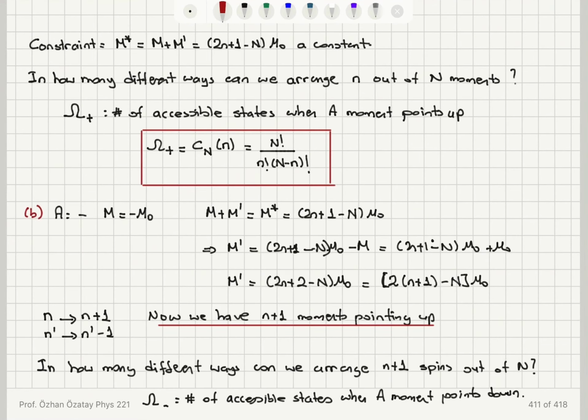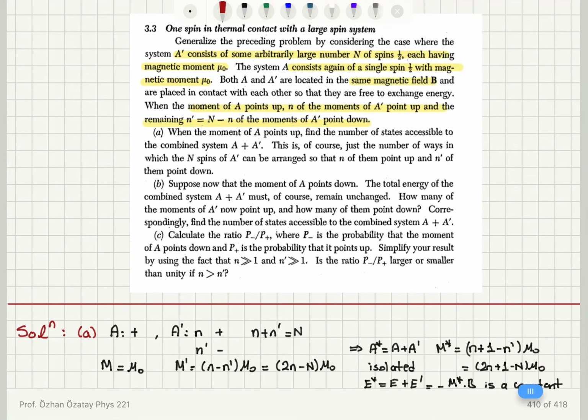Let's take a look at part C. Calculate the ratio P minus to P plus, where P minus is the probability that the moment of A points down and P plus is the probability that it points up. Simplify your answer by using the fact that n is much greater than 1, n prime is much greater than 1. Is the ratio P minus to P plus larger or smaller than unity if n is greater than n prime?